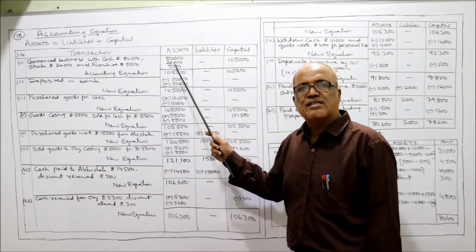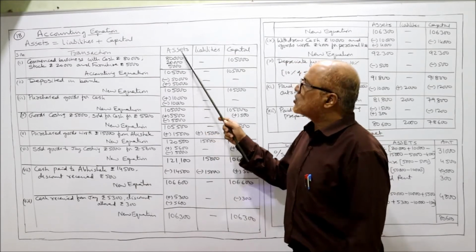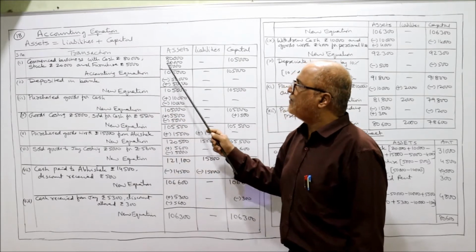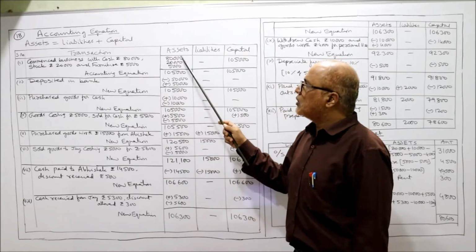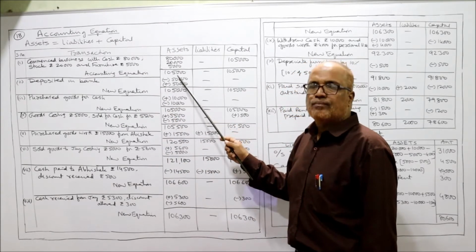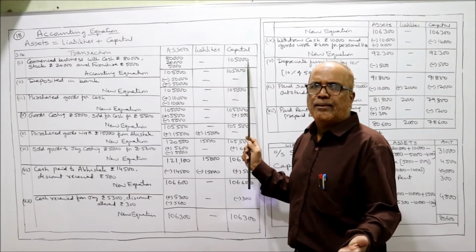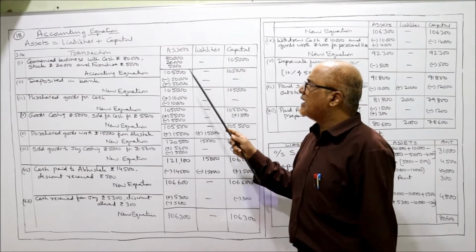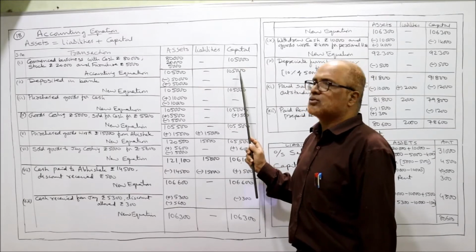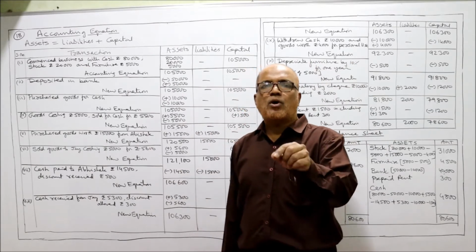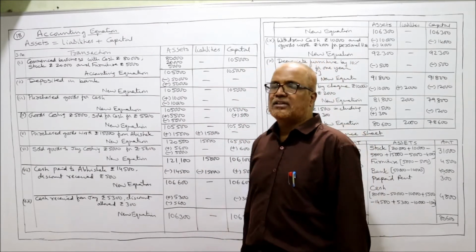So first of all, assets are coming in. In the assets column, 80,000 cash, 20,000 stock and 5,000 furniture. The total of the assets is 1,05,000, and the assets will be equal to capital. There is no liability. The owner has invested 1,05,000, capital 1,05,000. That is the accounting equation.